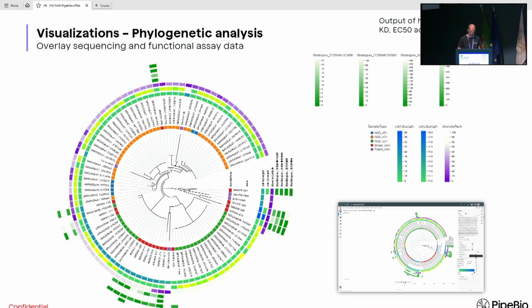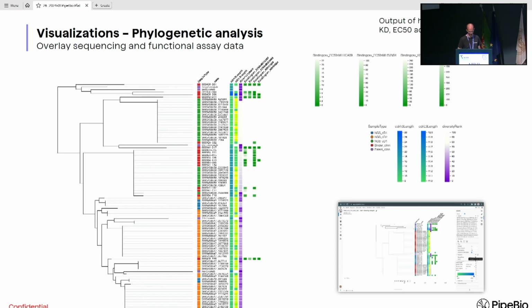Again, here we have a circular representation where we have overlaid a lot of EC50 scores, also for easier hit picking and visual interpretation of the data and the sequences associated. And here the same data, just in a sort of a linear view.